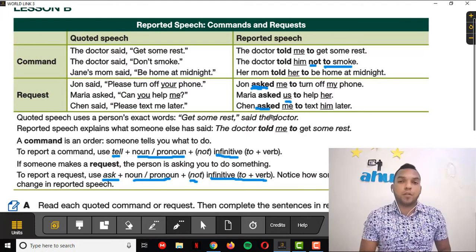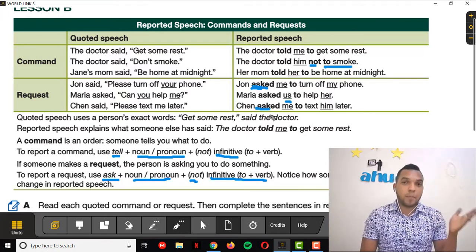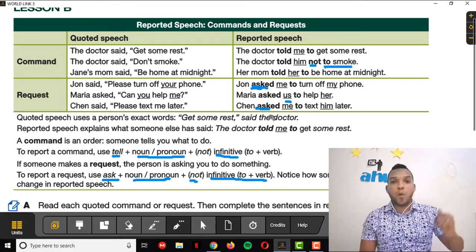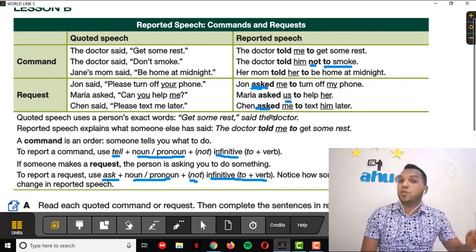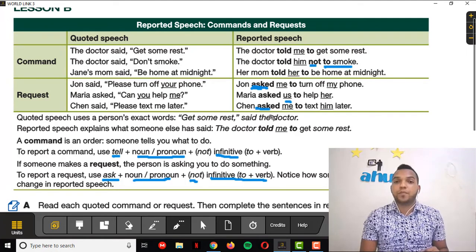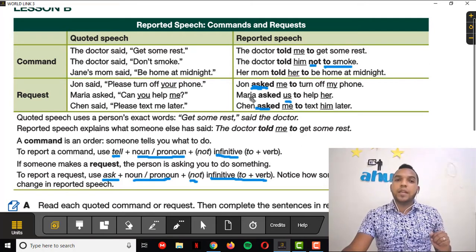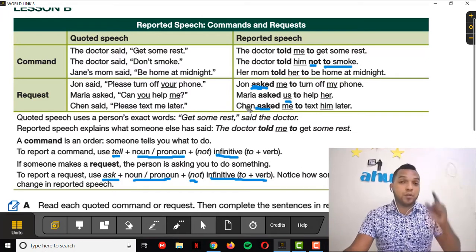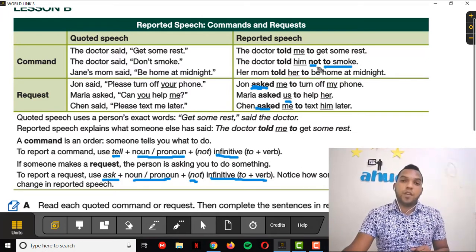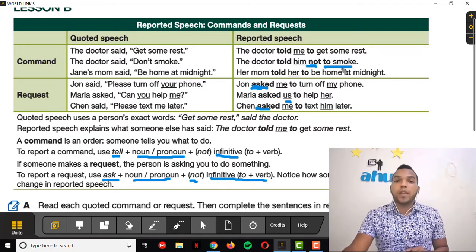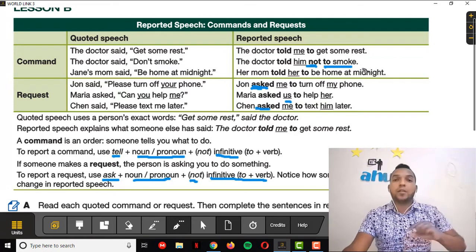Don't drink alcohol. This is a command. So I have to say, Manuelvin told me not to drink alcohol. Okay, I'm not saying don't drink alcohol because this is over here in the quoted speech that you say that. So if I say something in negative, don't drink alcohol, you need to use not and then this verb that is drink in infinitive. So Manuelvin told me not to drink alcohol.